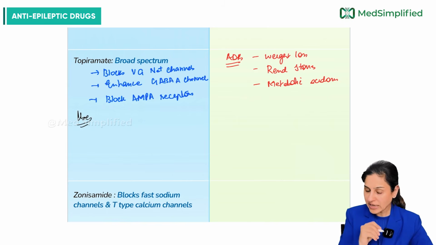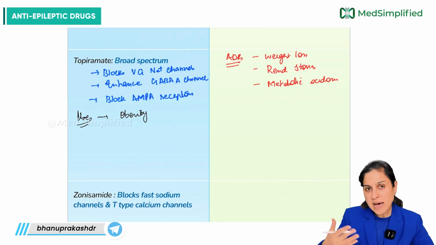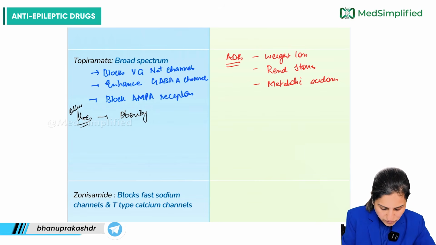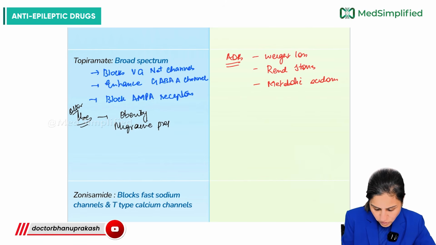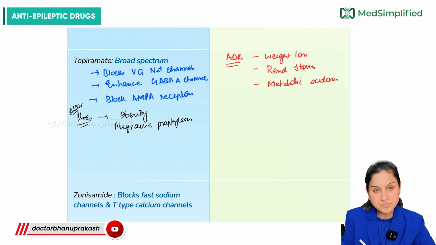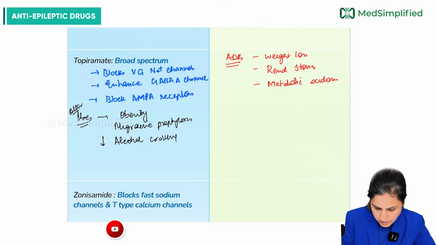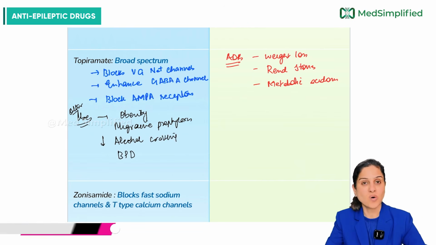Now, what are the uses of topiramate? Because it causes weight loss, this drug has been approved for treatment of obesity. So these are the other uses apart from being an anti-epileptic drug. It is also used for migraine prophylaxis. It is used for reducing alcohol craving. It is also used in bipolar disorder.